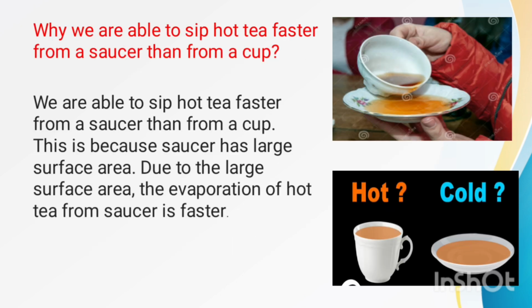Why are we able to sip hot tea faster from a saucer than from a cup? We are able to sip hot tea faster from a saucer than from a cup. This is because the saucer has larger surface area. Due to larger surface area, evaporation of hot tea from a saucer is faster, so it causes cooling effect.